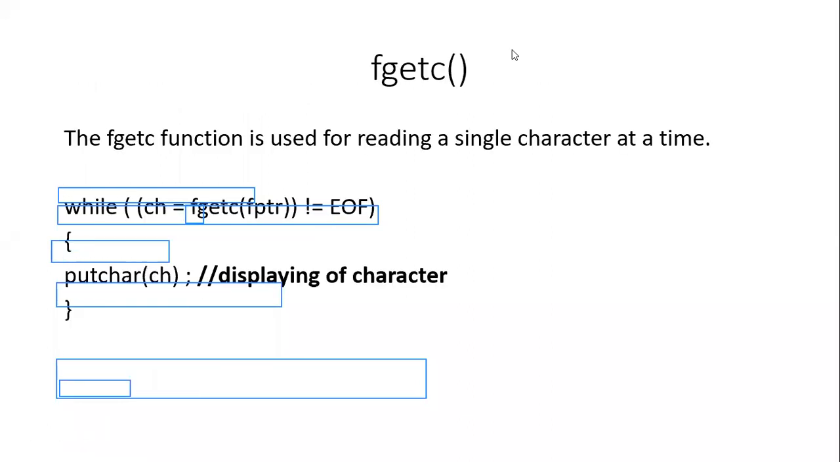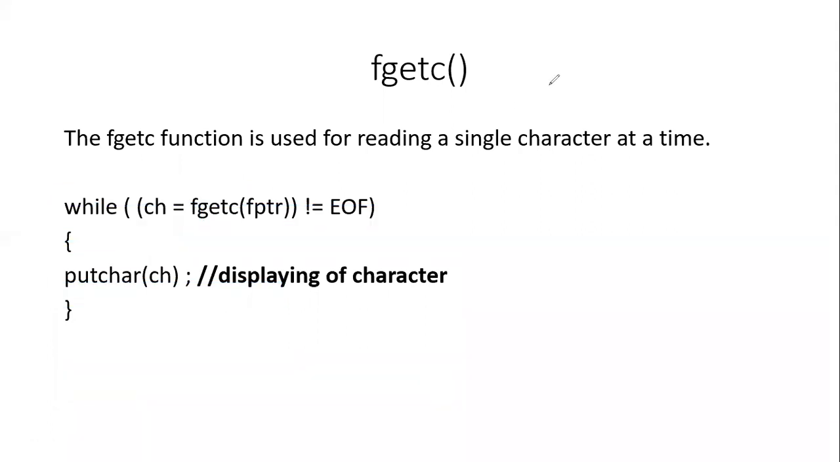fgetc. The fgetc function is used to read one character at a time from the file, and we can use that character to be displayed on the screen or for processing. That will depend upon you. So how can we read one character at a time from the file? When we open the file for reading, the pointer is placed at the beginning of the file, and you can read one character from the file using the fgetc function. Pass the pointer and read the character.